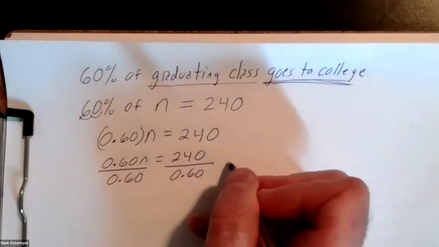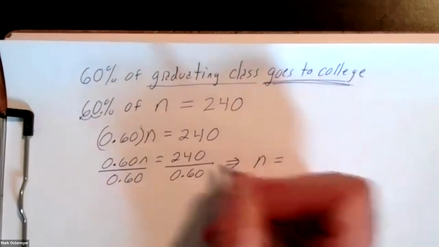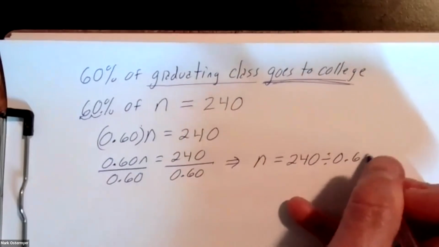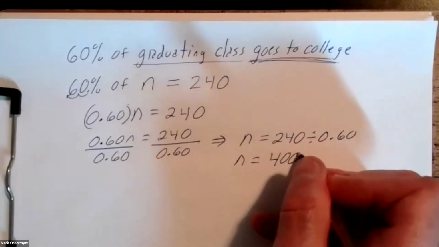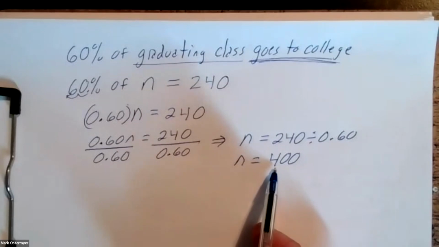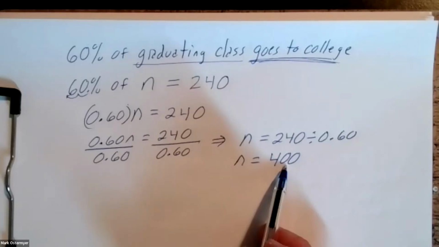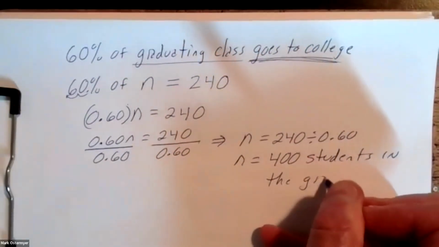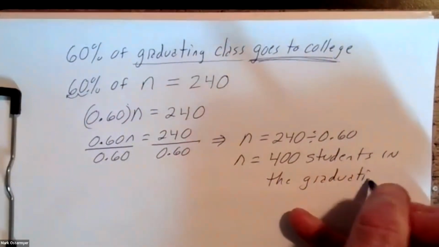Get on your calculator and dial it up. What is 240 divided by 0.6 or 0.60? 400. So 400 represents what? Is that the number of people that went to college? No. It's 400 graduating students. There were 400 students in the what? Graduating class. In the graduating class.